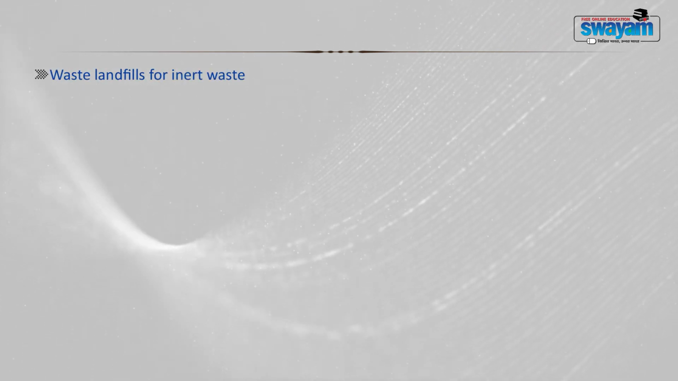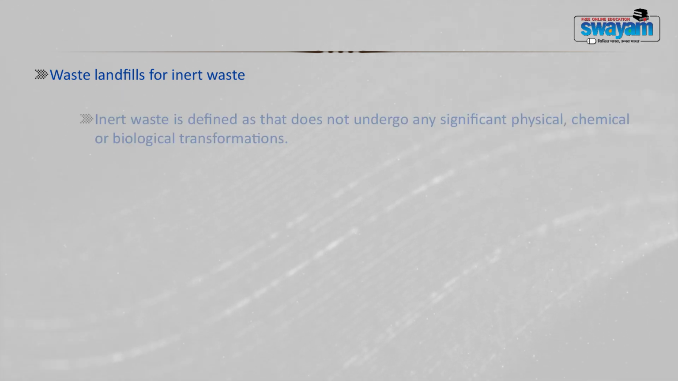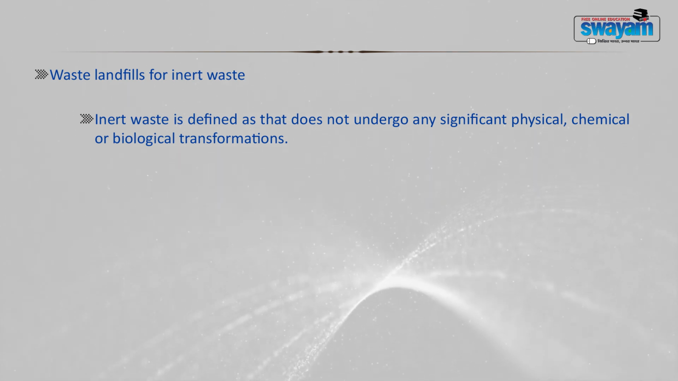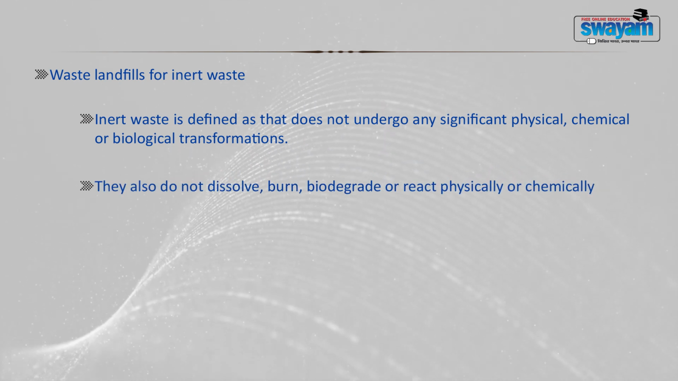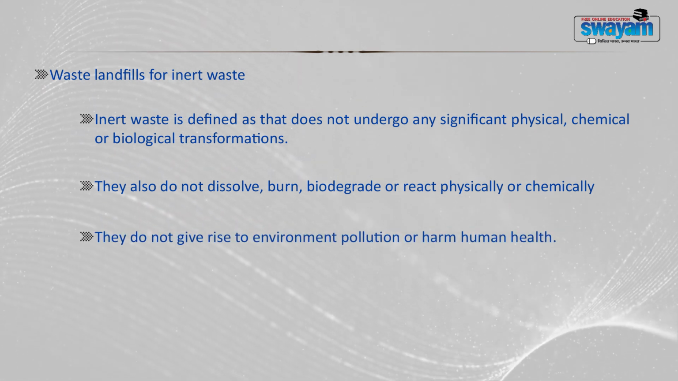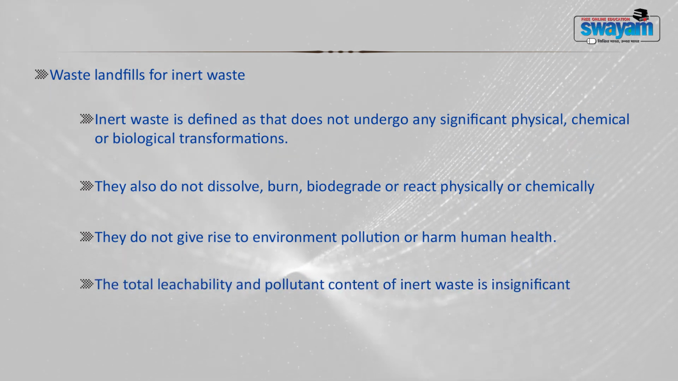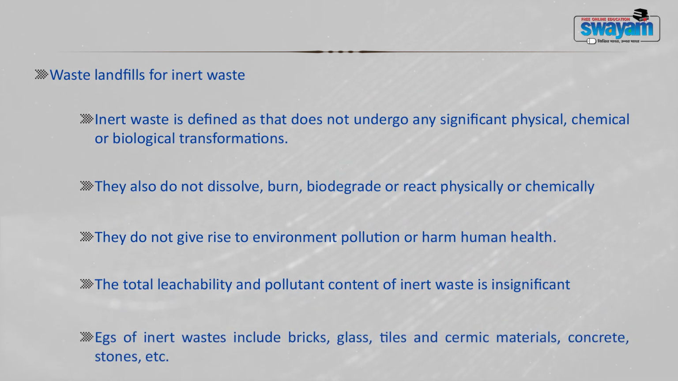Now, the third type of landfill is your inert landfill, especially for construction and demolition waste. Inert waste is defined as waste that does not undergo any significant physical, chemical or biological changes. It also does not dissolve, burn, biodegrade or react physically or chemically, and it does not give rise to environmental pollution or harm human health. The total leachability and pollutant content of the inert waste is insignificant. Examples of inert waste are brick, glass, tile, ceramic material, concrete, stones, etc.